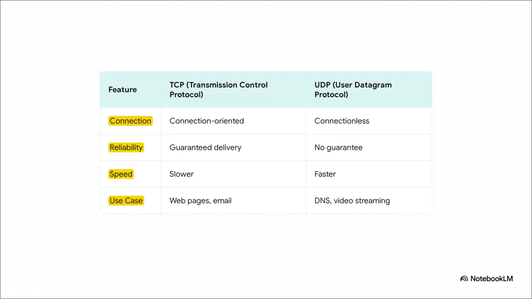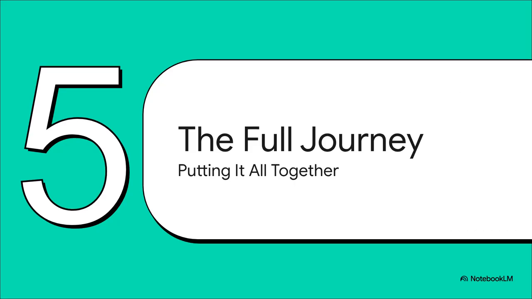Your computer also gets to choose its delivery service. For something like a web page where you need every single piece to arrive perfectly and in order, it uses TCP. That's like sending a package with tracking and delivery confirmation. It's a bit slower, but it's guaranteed. But for things like a quick address lookup or streaming a video where speed is everything, it uses the much faster UDP. That's more like a fire and forget postcard. Fast, but no guarantees.